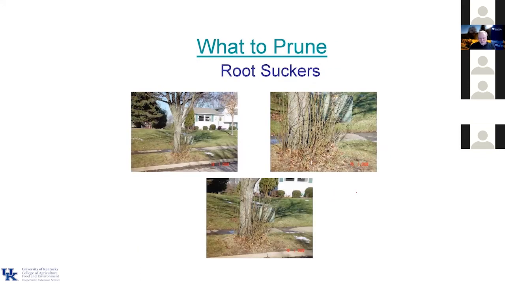Things to prune out pretty much anytime during the year. Once again, we talked about root suckers. Here's a picture of a tree with a lot of root suckers, and those need to be removed, because what are they doing? They're not doing anything much other than taking energy from the tree. If the tree is in pretty good health, when I see a lot of root suckers like that, some trees naturally have root suckers, but others, it can be an indication to me that there may be a problem with the tree that I'll investigate further. But in general, root suckers need to be removed.